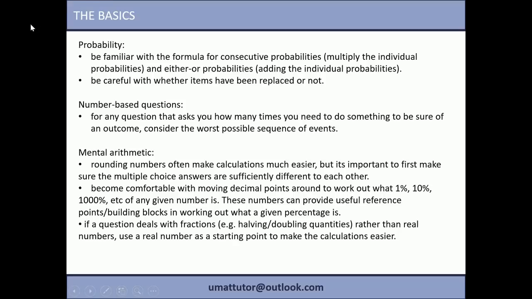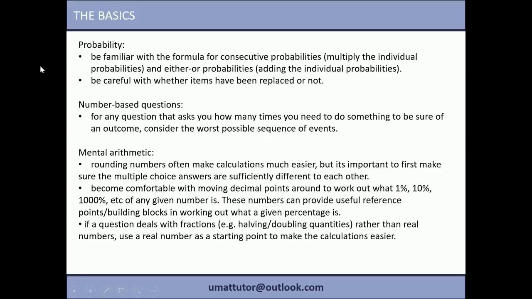I've broken this video into 3 subsections: probability, number-based questions, and mental arithmetic. So with probability, we'll go through the concepts of consecutive probabilities and either-or probabilities, and also the idea of replacement. So you might have come across these ideas in high school maths, but I'll go through them quickly just to refresh.